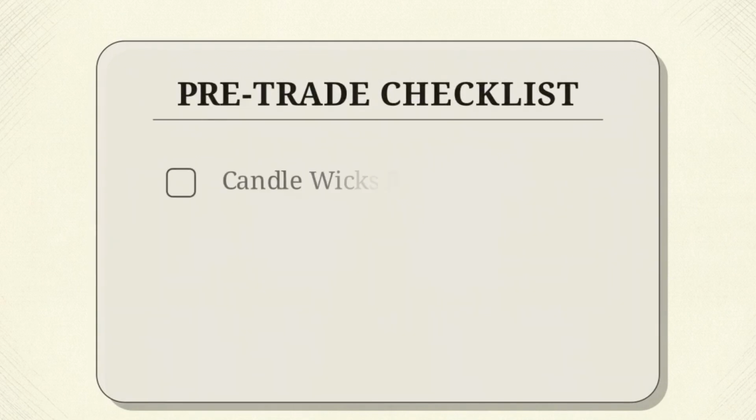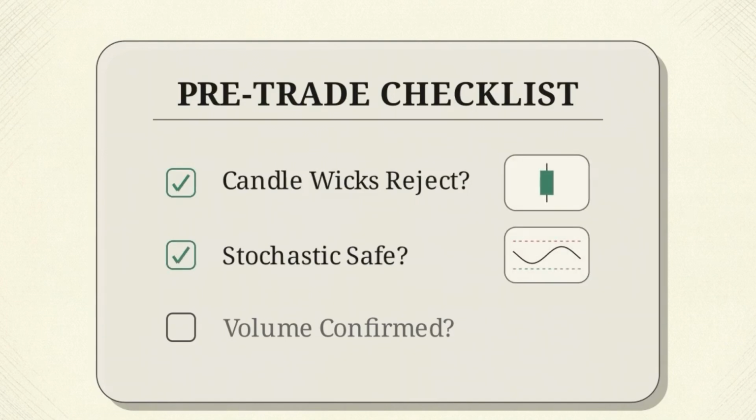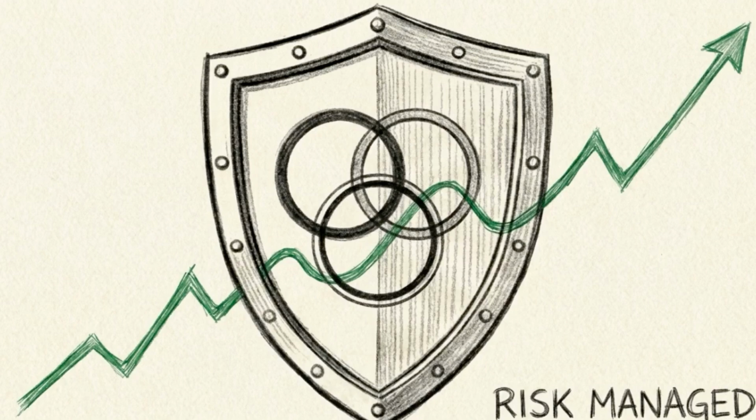Let's put this all together into a cohesive pre-trade checklist. Before you enter, check these 3 boxes. Are the candle wicks rejecting the move? Is the stochastic keeping you out of extreme zones? And finally, is the volume confirming the direction? Aligning these 3 distinct data points builds a reliable shield between your capital and a smart money inducement.